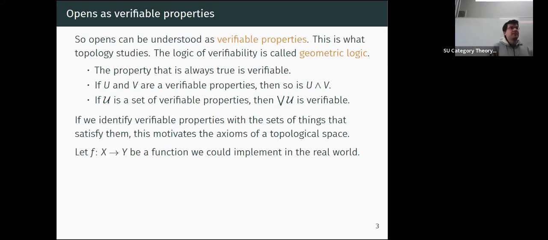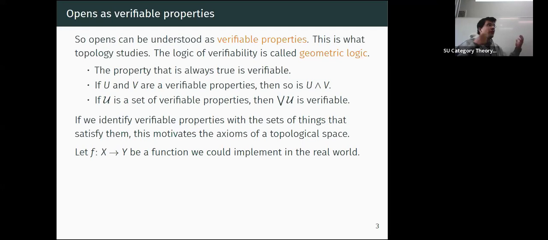But it doesn't only tell us about topological spaces. We could also talk about functions. So here I'm saying, suppose we have some kind of function which we could actually implement in the real world. So I'm not really thinking about this so much as some kind of mathematical function, a functional relation or anything. I'm saying this is more like the computer science idea of a function, some kind of procedure which we could actually carry out.